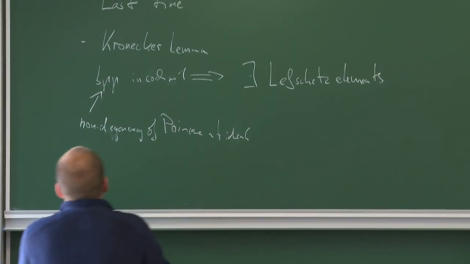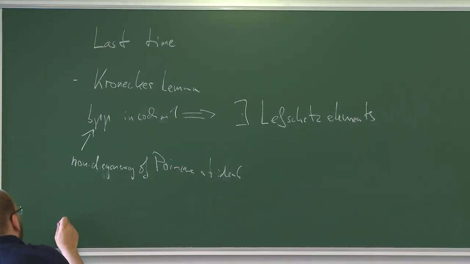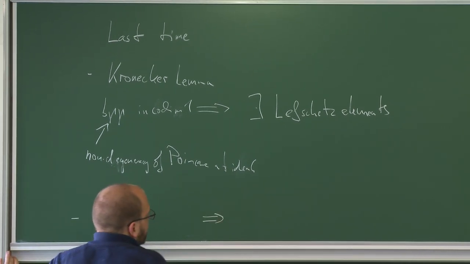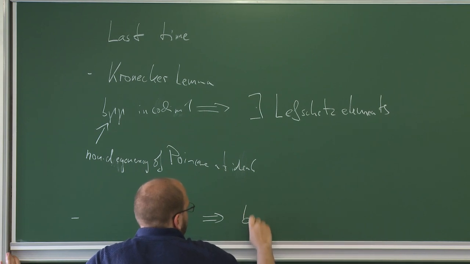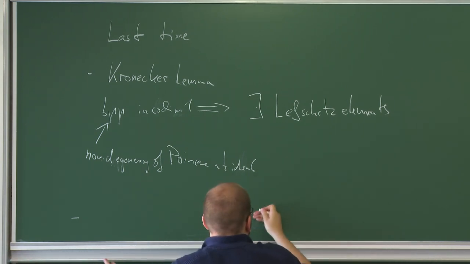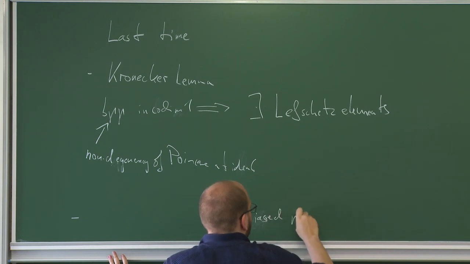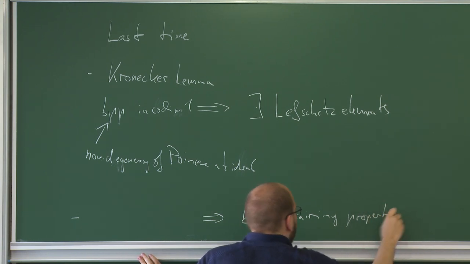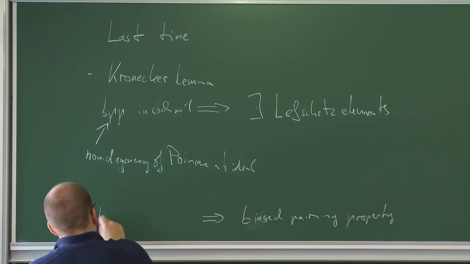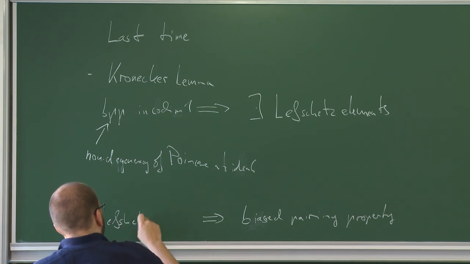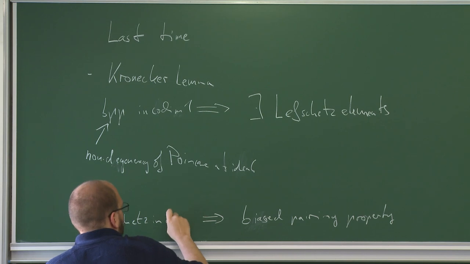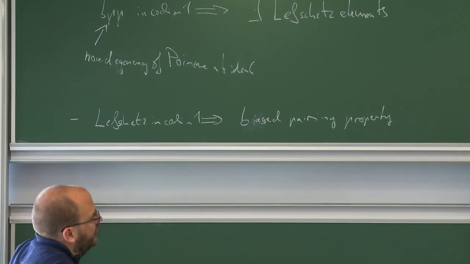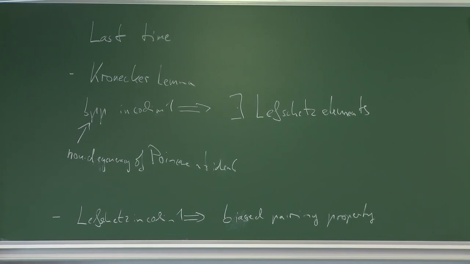And then, okay, to close the loop, we have to discuss how, in general, this pairing property is implied maybe by Lefschetz in codimension one again. And this closes the loop. And this is what I will, somehow the first half will be spent on explaining that.